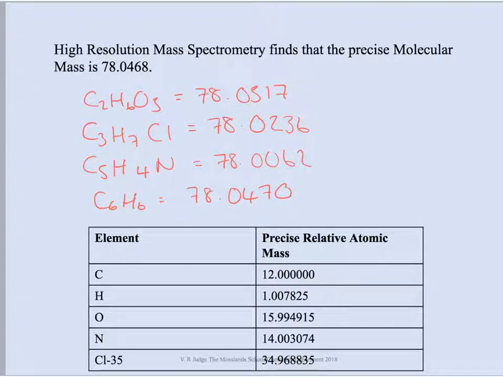Now looking at these new precise relative molecular masses, we see that the best fit for the mass in the question, 78.0468, is this one. It's just been rounded up slightly to 78.0470, so the molecular formula must be C6H6. So high-res mass spectrometry is used when you could not figure out what the molecular formula of a compound is because so many of them have the same molecular mass. Now we'll have a little look at how this might look in an exam paper.